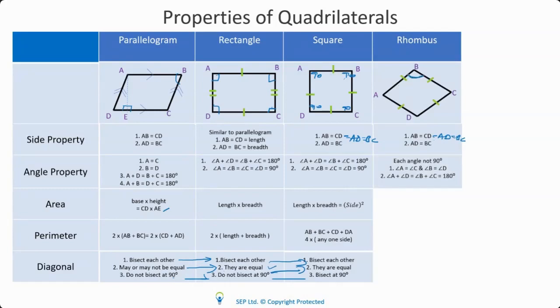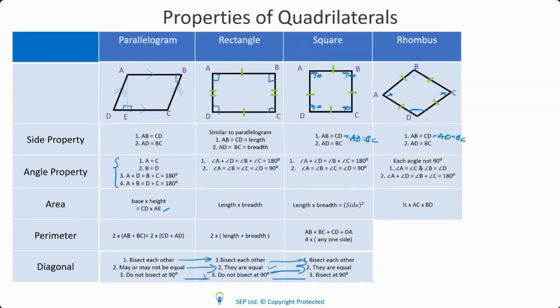What I mean by that is opposite angles are equal. So these two angles are equal. This angle and this angle are equal. But they're not 90 degrees. And whatever angle property you have written in case of a parallelogram, the rhombus will obviously also follow that. Area in this case is half product of diagonals. So you have to draw a diagonal like this.